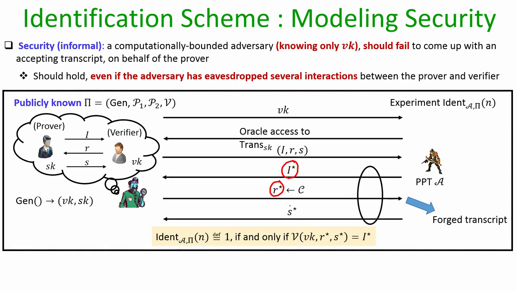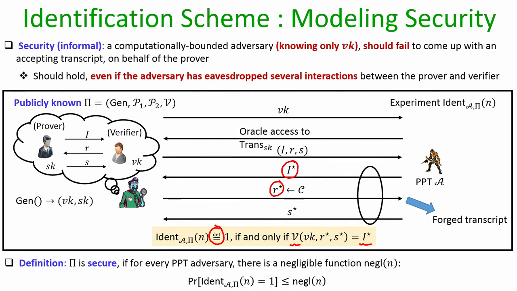And the definition of the experiment says that the adversary is able to forge a transcript, denoted by saying that the output of this experiment is 1, if and only if the verification algorithm V, when run by the challenger with respect to the verification key and the R star component and S star component of this forged transcript, indeed gives I star. That means I star, R star, S star constitutes an accepting transcript.